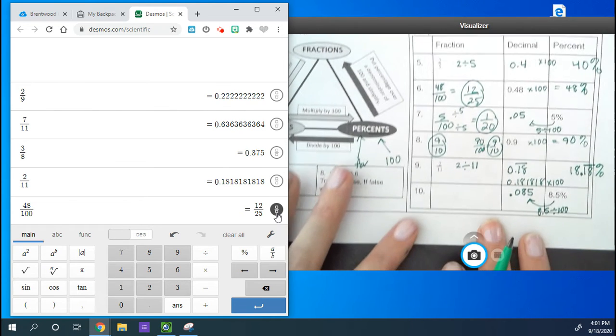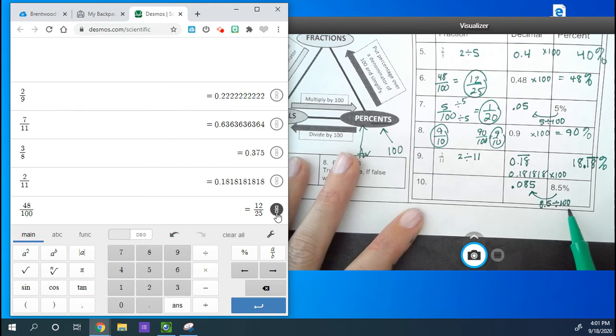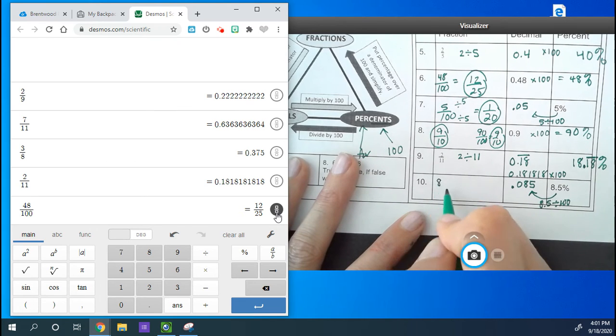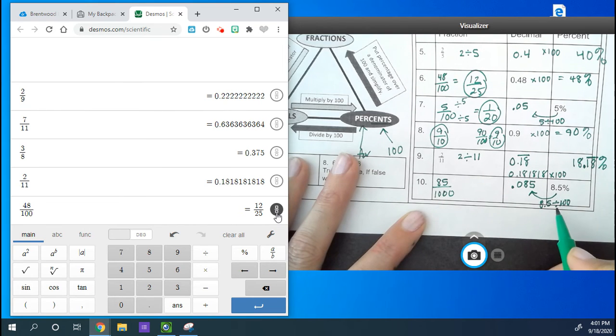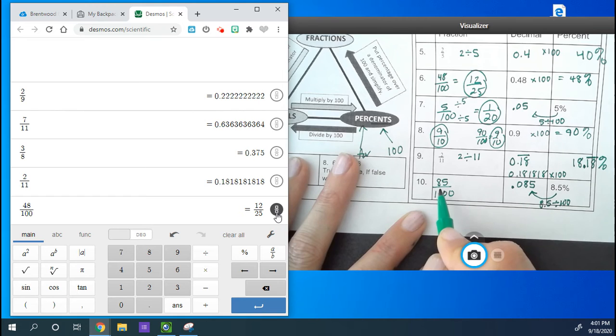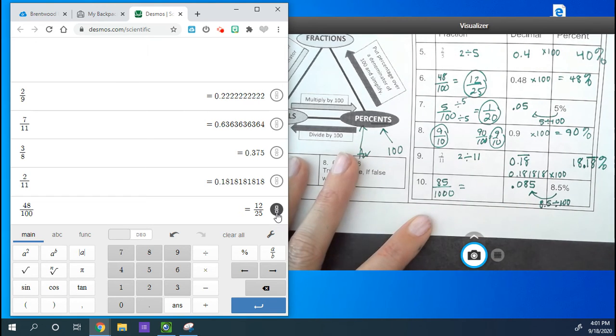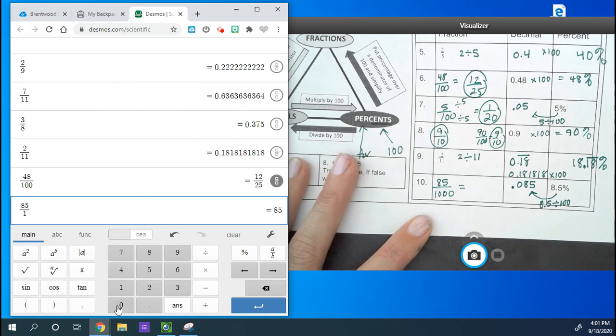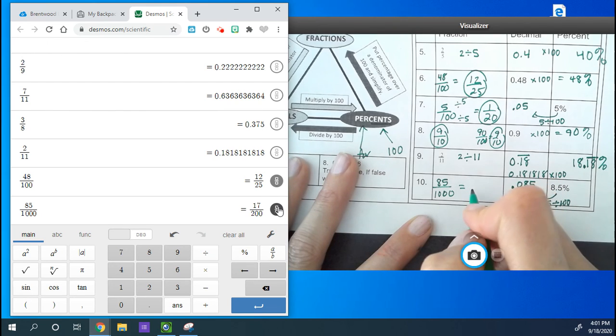And the last one. This says 8.5 for every 100. We don't like decimal fractions, so I'd rather do this one here. This says 85 thousandths is how we read that number. 8.5 for every 100 means 85 for every thousand. And then I could reduce that. I'm sure I could do it, but I'm feeling lazy. I'm going to just get the calculator out here. So 85 divided by 1,000 and 17 over 20. Nope, 17 over 200.